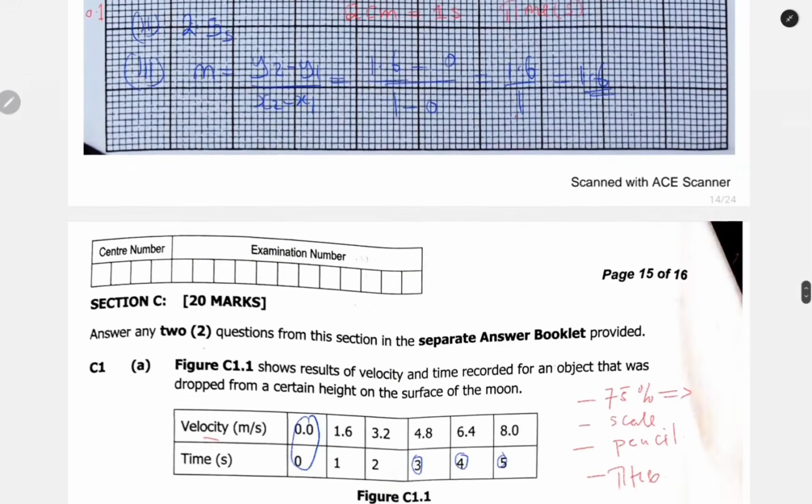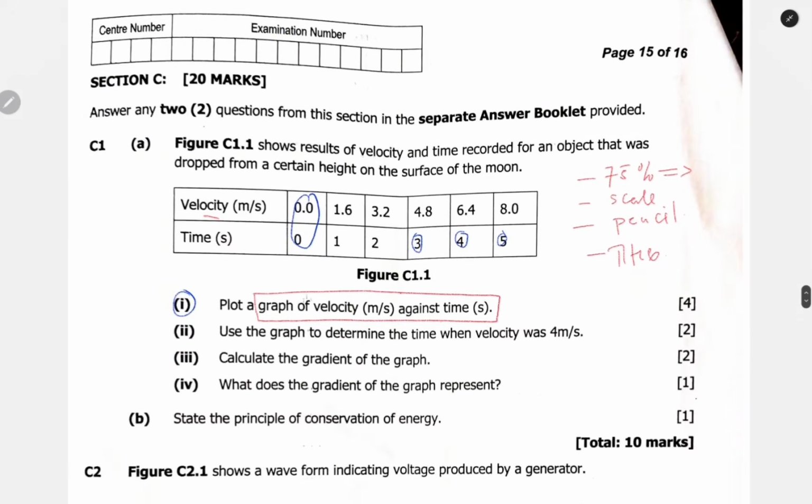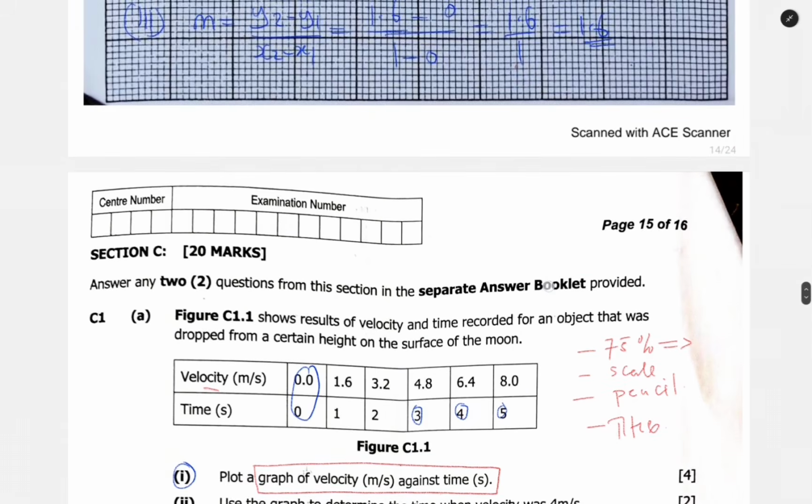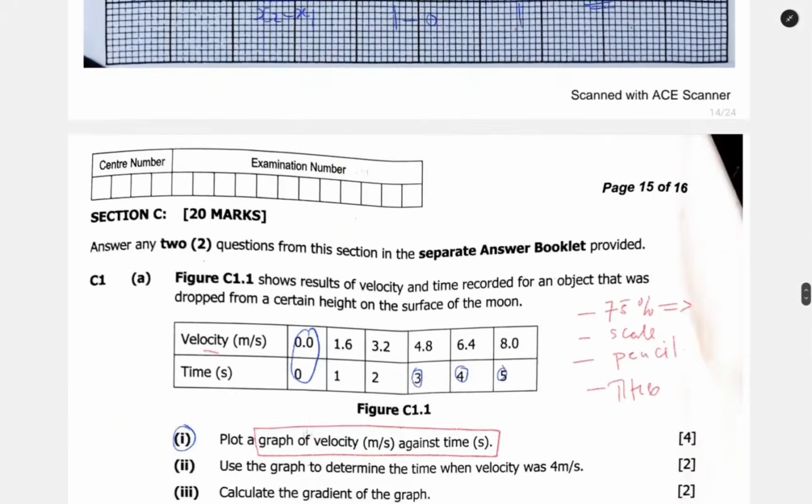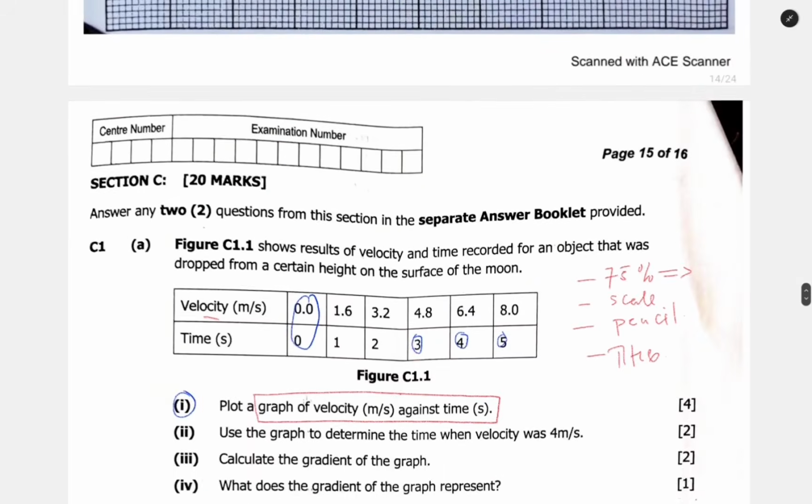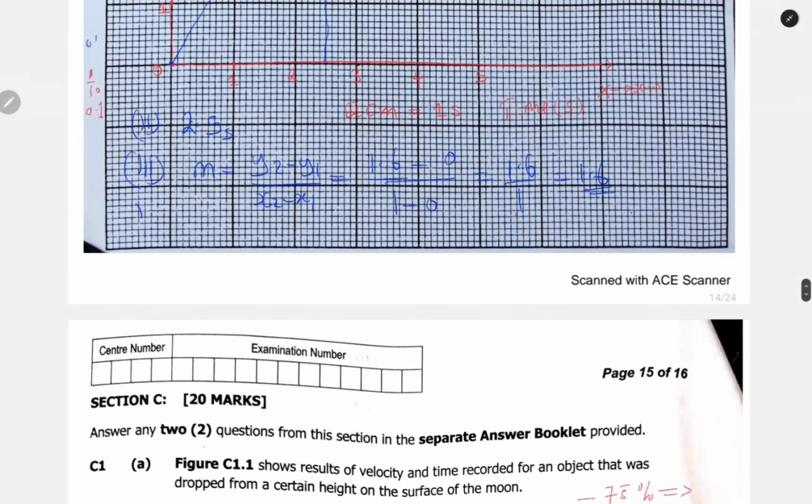So you pick any 2 points along the line. Then what does the gradient on the graph represent? So that is Roman numeral 4. So it represents acceleration. That is a velocity time graph, so it represents acceleration.